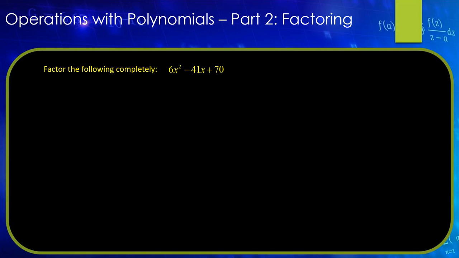Now this one's a little trickier, because if you look at 6, they all don't have x's, so I can't factor out any power of x. And 6, 41, and 70 really do not have any common factors. So I can't make these coefficients any smaller or more handleable. So now I have to just go with the method.